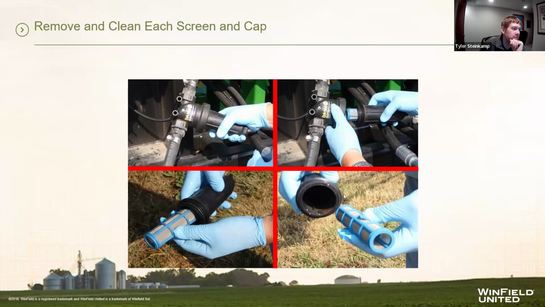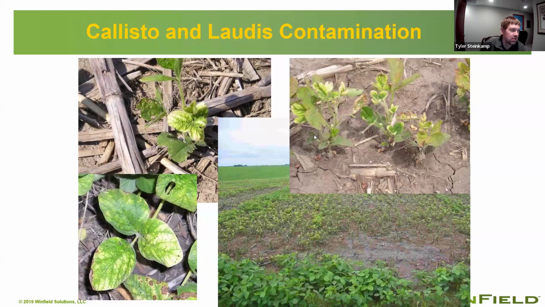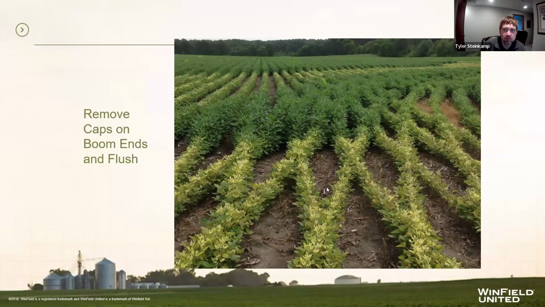Okay, so check your filters. I usually always pull my filters first, get those rinsed out. Check your boom ends, just make sure everything is flushed out. Check those end caps and some of the places where you can get chemistry buildup. I've had many times where a secondary nozzle like this for high flow nitrogen rates is often where chemistry can build up, and a lot of times it comes out later in the season on soybeans.